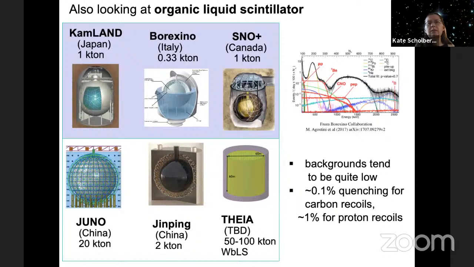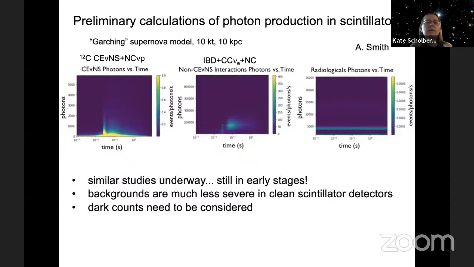And it's kind of the same idea for scintillator. I won't go through all the details of this, but here the backgrounds tend to be quite low, but the problem is that recoils give very low energy. So this is challenging too, but it may be possible, and it's something that we're excited about and looking into.